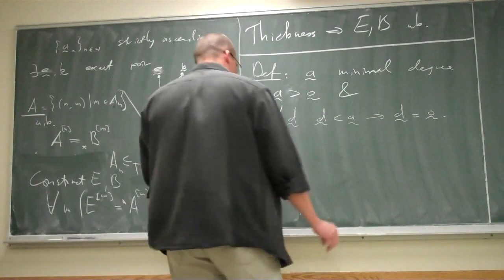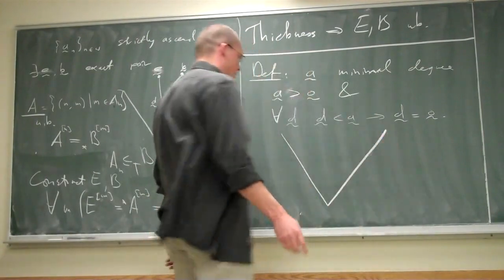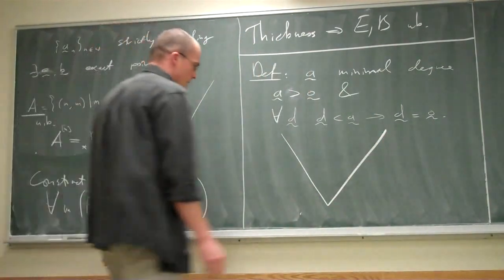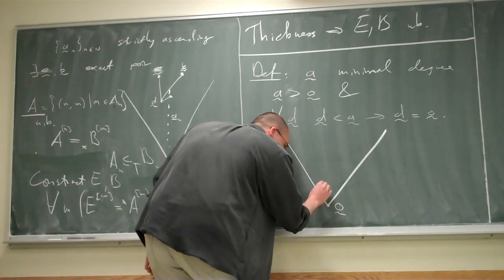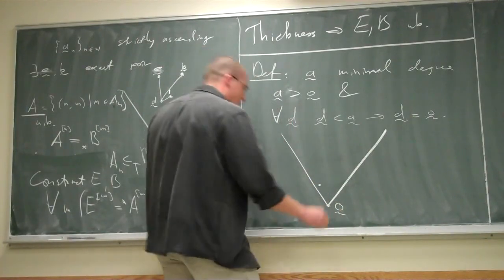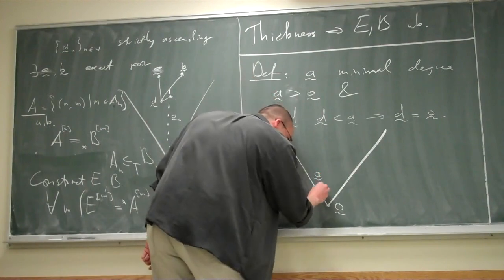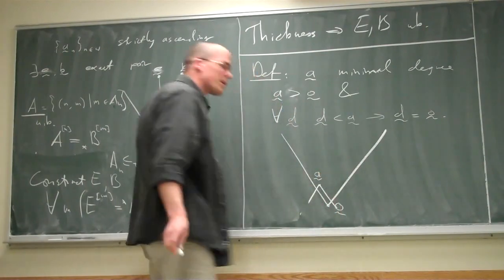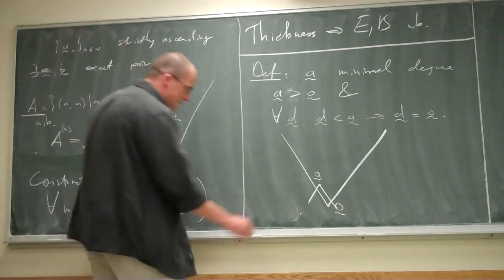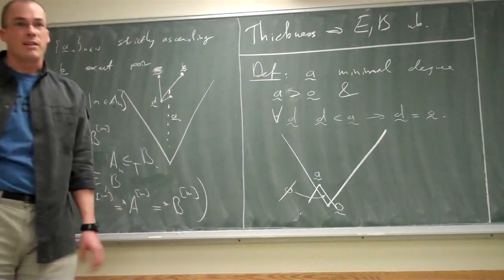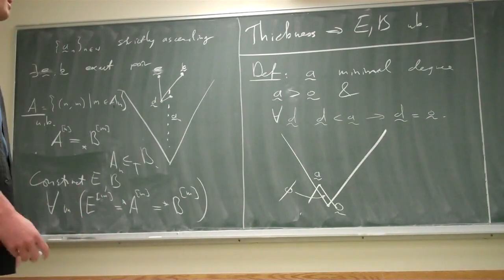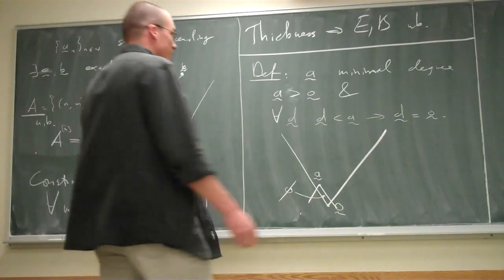This says exactly that if you look at the Turing degrees, down here is 0, here is this degree A. Look at the cone below it, right? This bit here is empty, there's nothing in there. So this is a minimal degree.